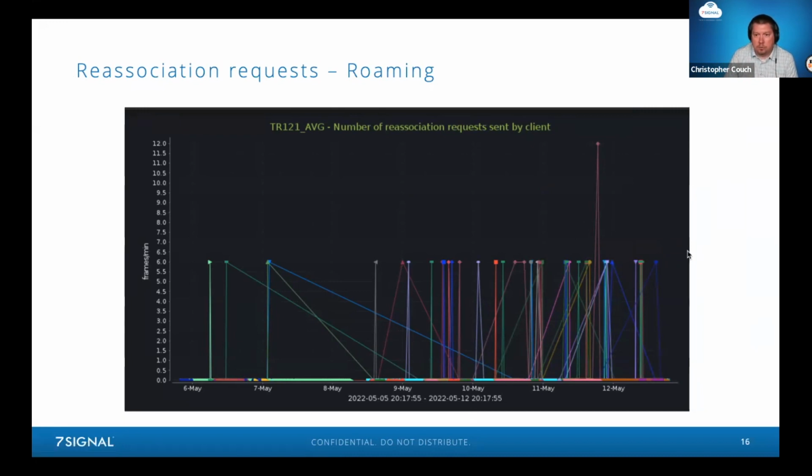There might be multiple; it might be sitting on a cell edge where it's making a bunch of different roaming decisions between access points. There may be something wrong with that. So you can take that MAC address, take it back to your environment, look at it and say, okay, what's actually happening and where is this at?